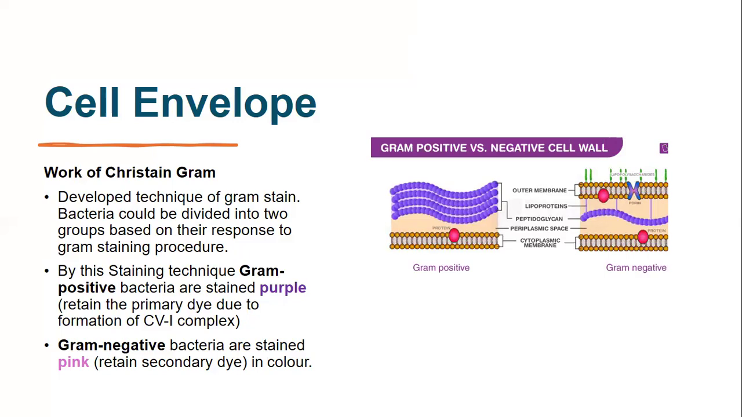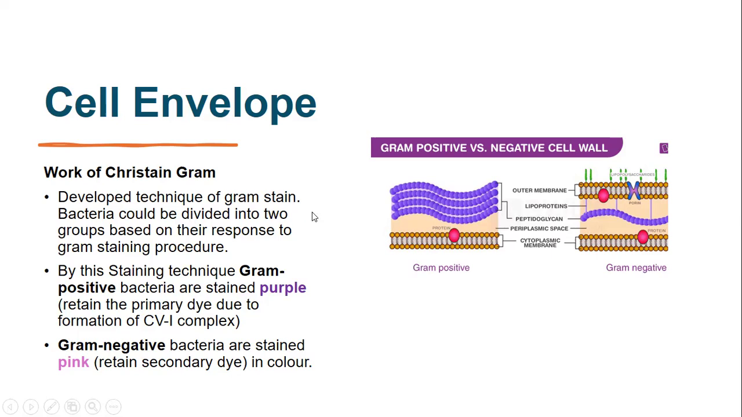That is the cell envelope. The cell envelope of the bacterium is of two types according to the discovery of Christian Gram. Gram is the scientist who discovered two types of bacteria on the basis of their staining process. First of all, the gram-positive bacteria, and then the gram-negative bacteria.